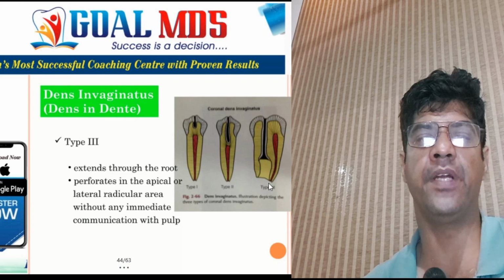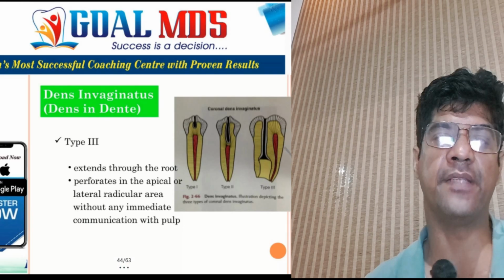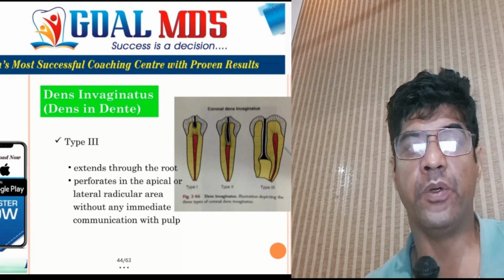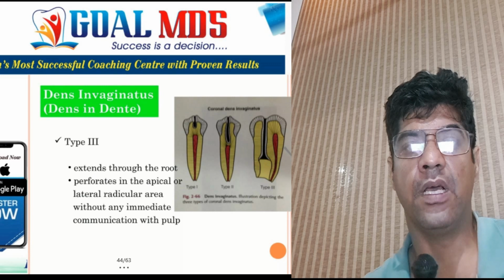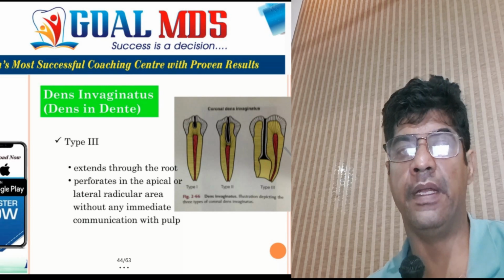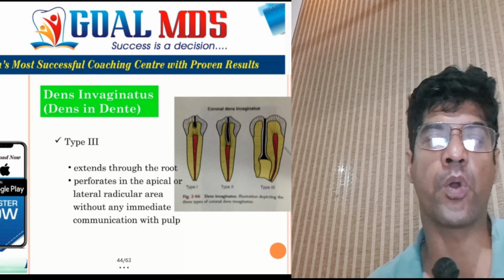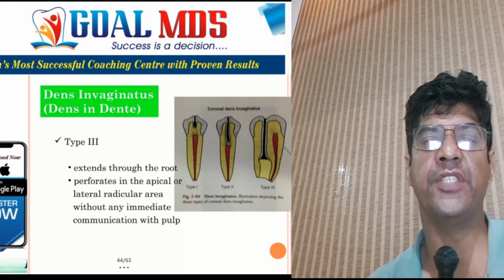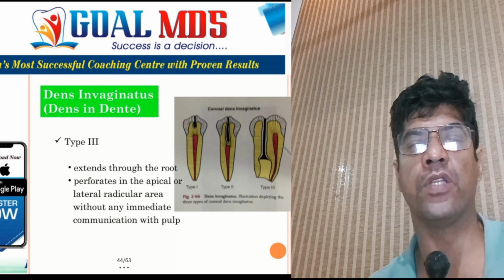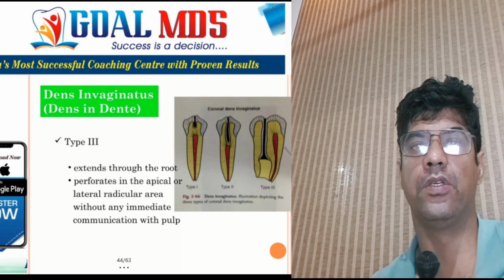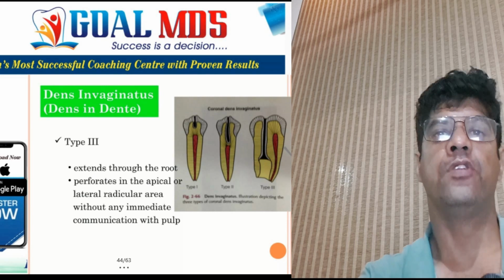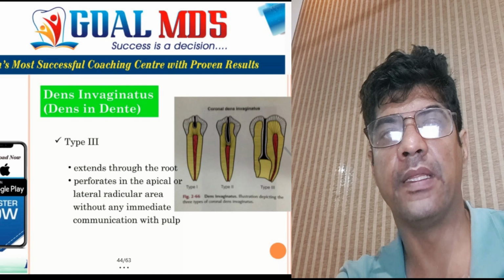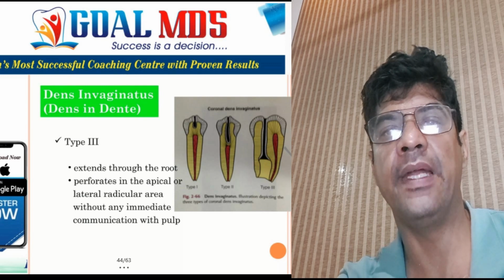The other is the radicular form. Third is the radicular dens invaginatus. It occurs due to an invagination. It arises secondary to the proliferation of the Hertwig root sheath, with the formation of a strip of enamel that extends along the root. So dens invaginatus is a tooth crown or root that has a deep fold lined with enamel.